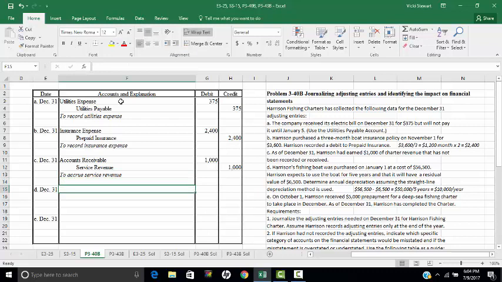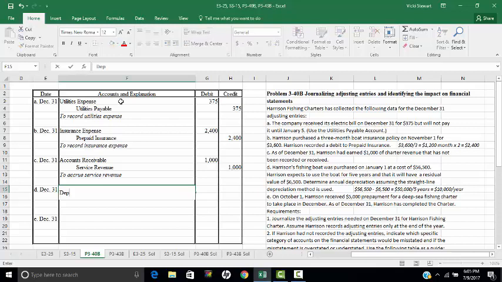D states that Harrison's fishing boat was purchased on January 1st at a cost of $56,500. Harrison expects to use the boat for 5 years and that it will have a residual value of $6,500. Determine annual depreciation, assuming the straight line depreciation method is used. So when we use straight line, we start off with the cost, $56,500, subtract the residual value of $6,500, and that gives us depreciable cost of $50,000. We divide that by the useful life of 5 years, and we get depreciation expense of $10,000 a year.